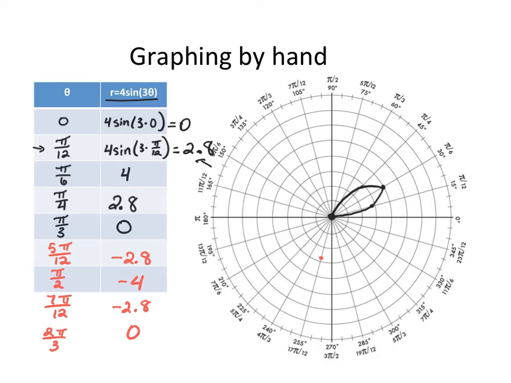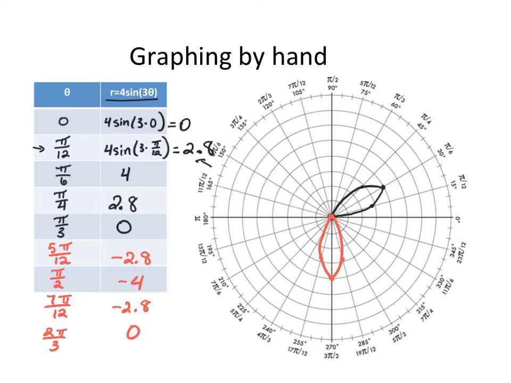almost 3 units. And then I'm facing pi over 2, but I'm walking backwards towards 3 pi over 2, 4 units. And then facing 7 pi over 12, but walking backwards towards 19 pi over 12, 2.8 units. And then actually when I am facing 2 pi over 3, I'm back at 0. So that closes in another petal.